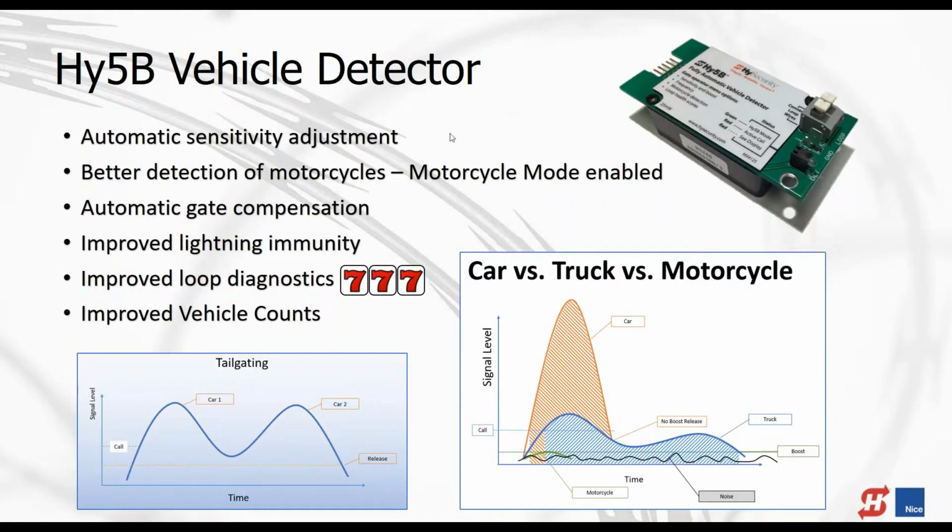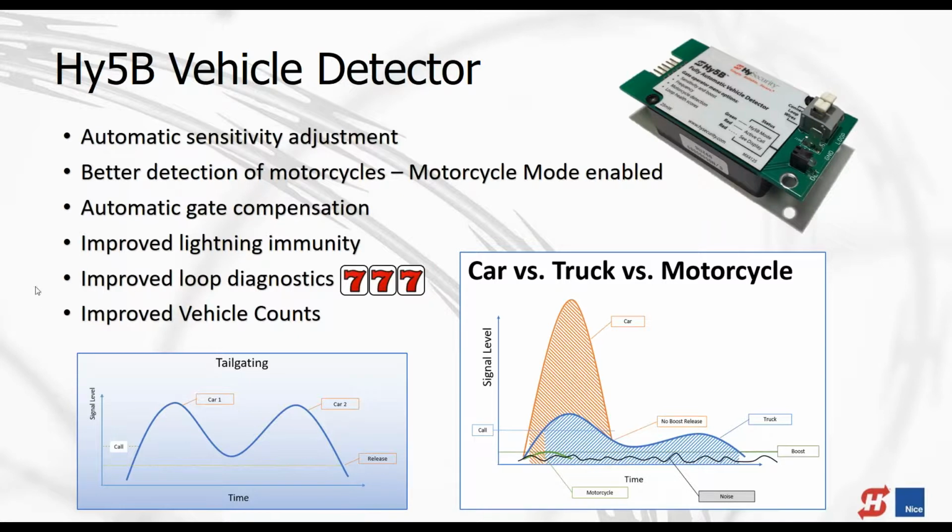All right, so one of the most important things about counting and tailgating and all that is to be able to detect what types of vehicles are crossing your loops. I had mentioned earlier that we have an HY5B vehicle detector, just came out, and here are some of the features of that HY5B vehicle detector.